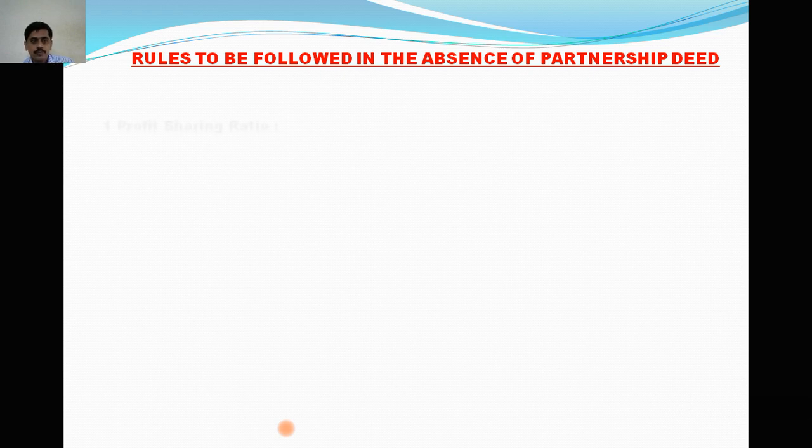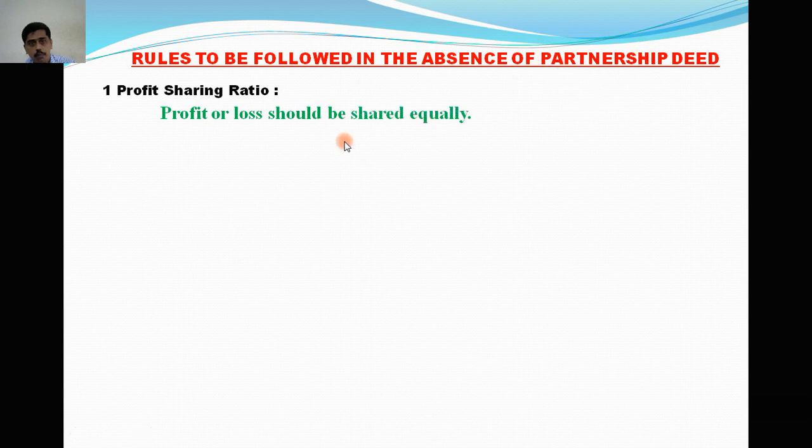Okay, so first, profit sharing ratio. In the absence of partnership deed, the profit or loss should be shared equally among the partners. If they have partnership deed, they may mention the ratio in which they are supposed to share the profit or loss. But when there is no partnership deed, the Partnership Act says the profit or loss should be shared equally.